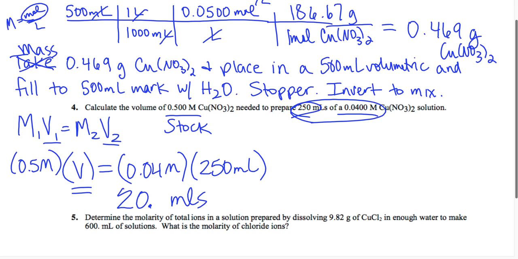So how would I make that? I'm going to take 20 mils, 20 mils of 0.5 molar CuNO32, and what am I going to do with it?